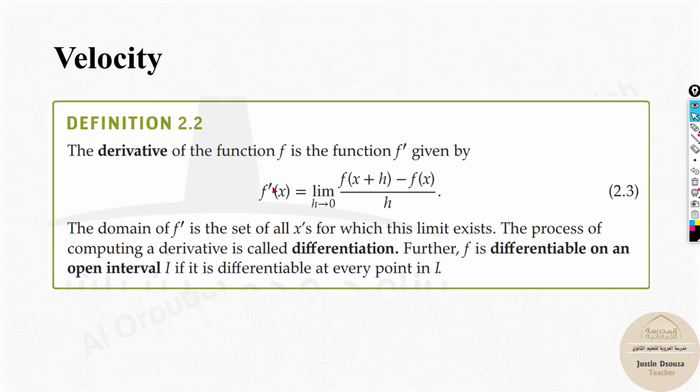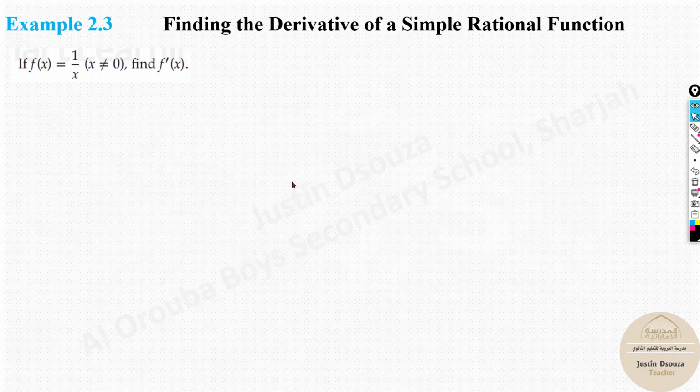One more thing. The simplified form, this f dash of x, means you're finding the derivative, and the process of finding the derivative is also called differentiation. Okay, f dash of x means differentiation.